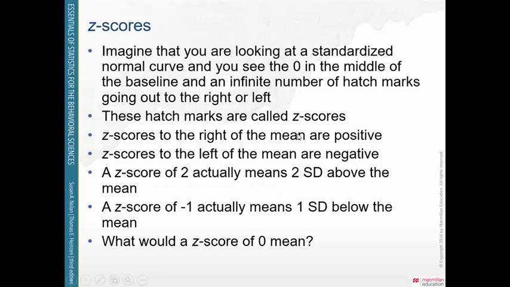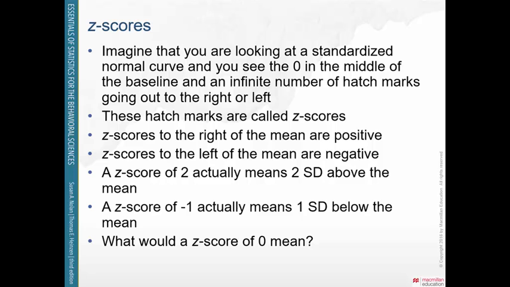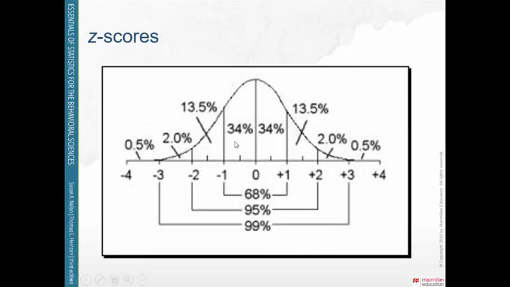Z-scores to the right of the mean are all positive, and we've said that. So again, the mean is 0, and any score over here to the right of the mean will be a positive z-score. Any score to the left of the mean will always be a negative z-score.